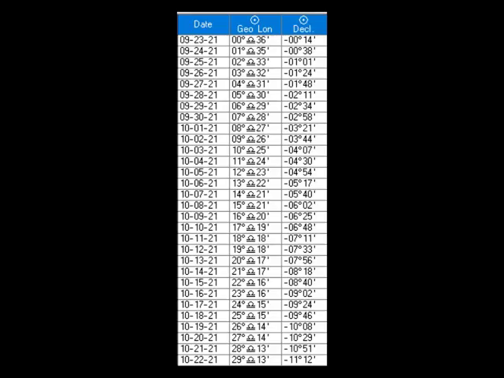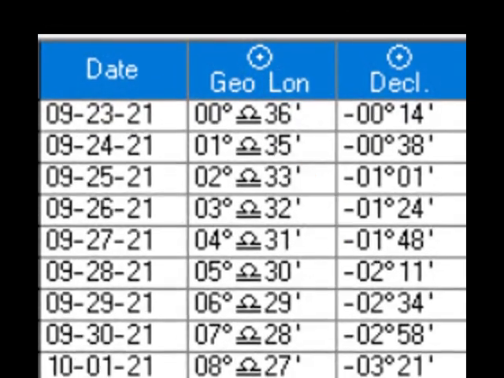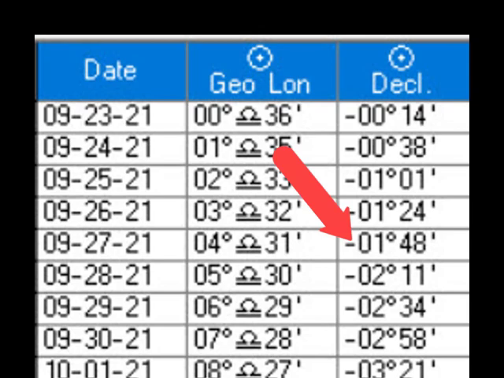Let me show you. Here, the Sun's southern declination is increasing as it is moving through Libra, and we have a declination very close to 1 north 59, I would say either the 1 48 or the 2 11. And notice that the longitude is now Libra, 4 Libra 31 or 5 Libra 30, or somewhere in between.